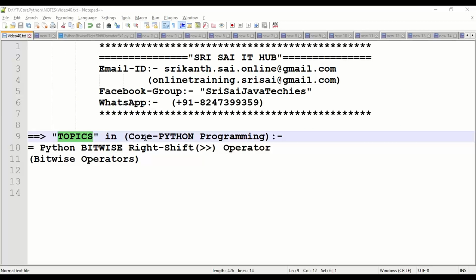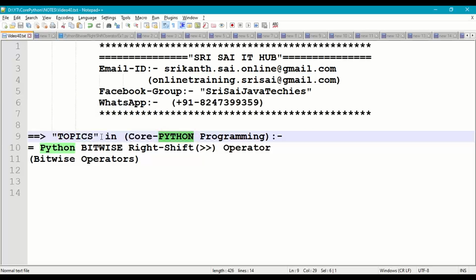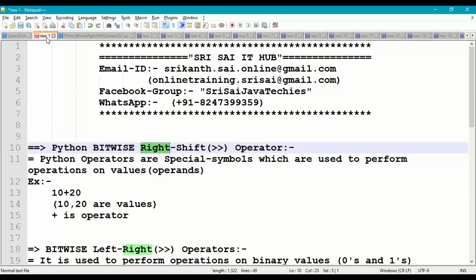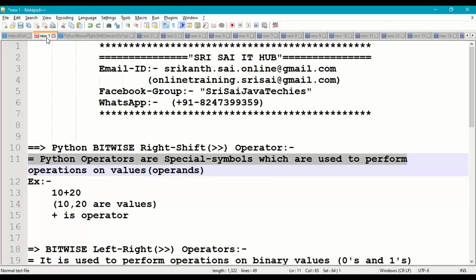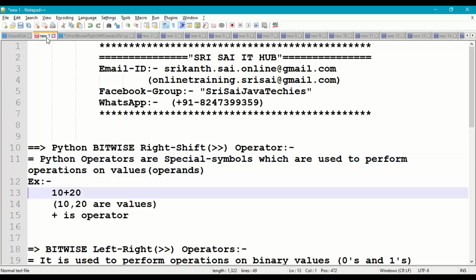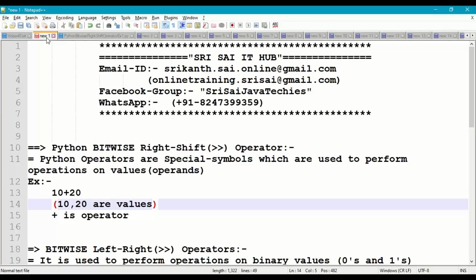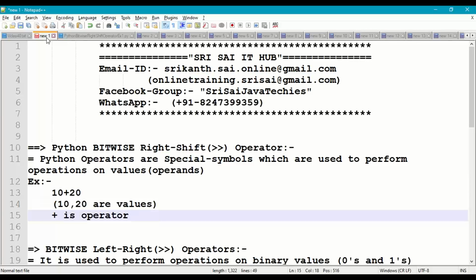In this video of core Python programming, we are going to discuss the following topic: Python bitwise right shift operator. So first of all, what is an operator in Python? Operators are special symbols which are used to perform some operations on values in a program. For example, 10 plus 20. Here 10 and 20 are values and plus is the operator.